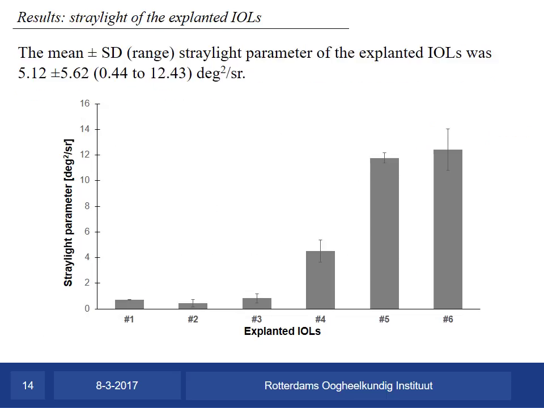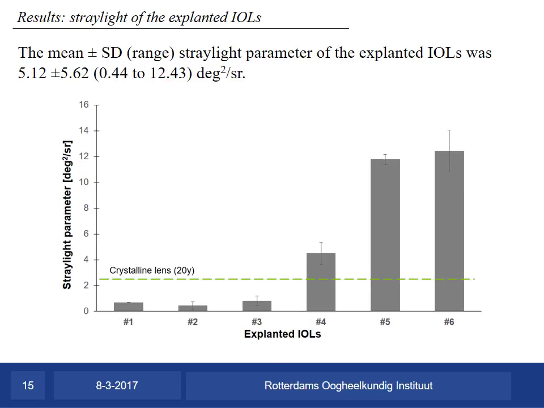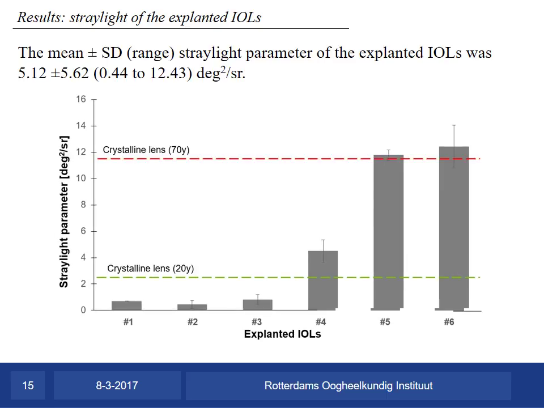The mean straylight parameter of the studied IOLs was 5. The individual straylight parameters range from virtually 0 to over 12 units. 3 out of the 6 analyzed lenses show straylight below the level of that of a 20-year-old crystalline lens. 2 explanted intraocular lenses showed increased straylight that reached the level of that of a 70-year-old crystalline lens.